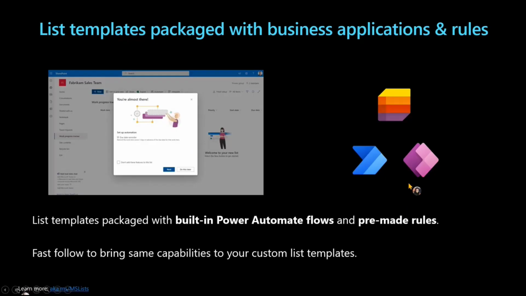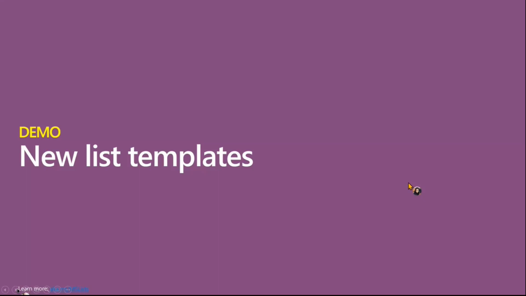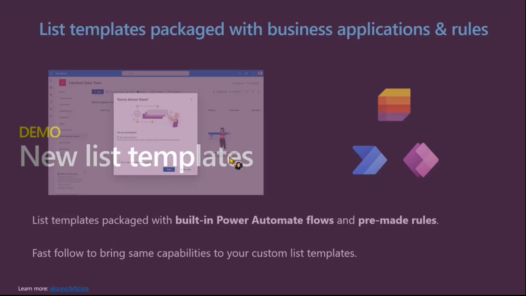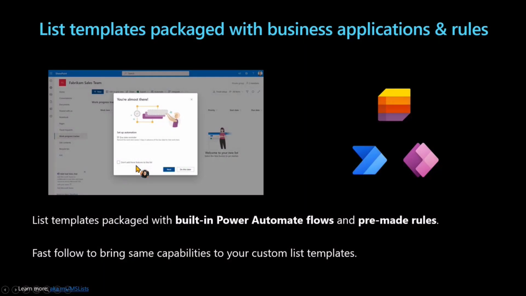Next up, along with the custom list templates, we also have the capability to package business applications with our list templates. Sorry, I keep clicking on the slide and forgetting that this is PowerPoint live. Anyway, so yeah, we have added the capability to package business applications and pre-made rules into list templates.